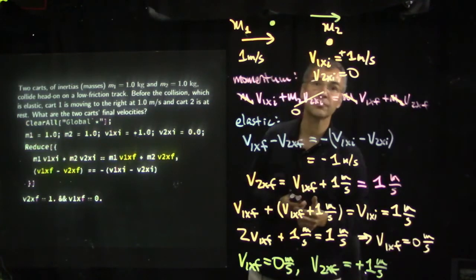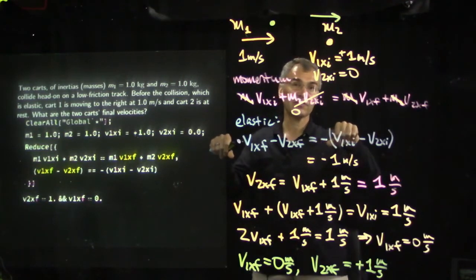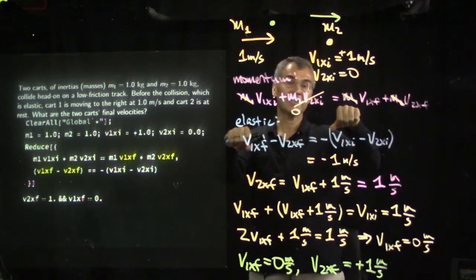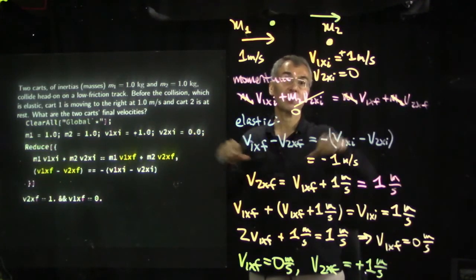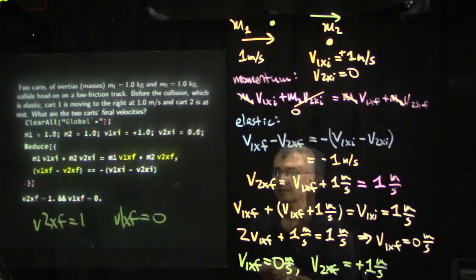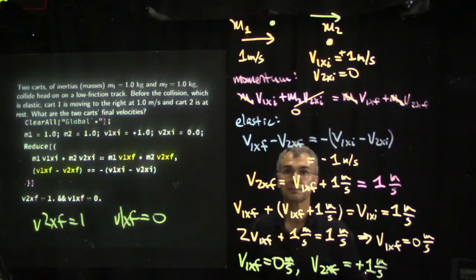And that is the familiar appearance of 2 objects of equal mass, if one of them is at rest, one of them initially moving, colliding elastically. That's like a billiard stop shot, or it's like the collisions we saw on the air track. And you can see that Wolfram Mathematica agrees. I typed this stuff in this obscure Wolfram Mathematica language, and I get v2xf is 1, v1xf is 0.